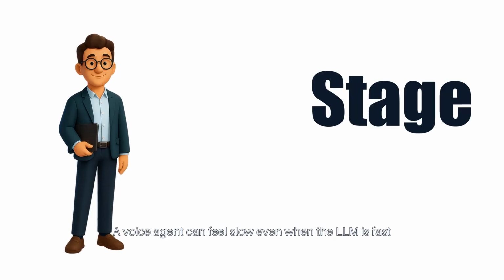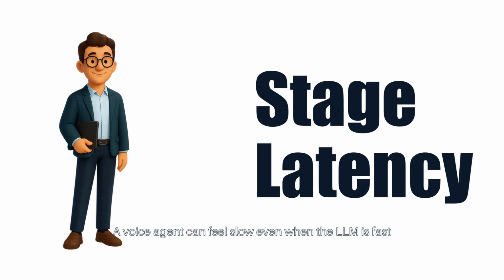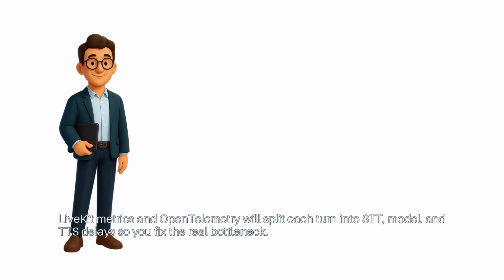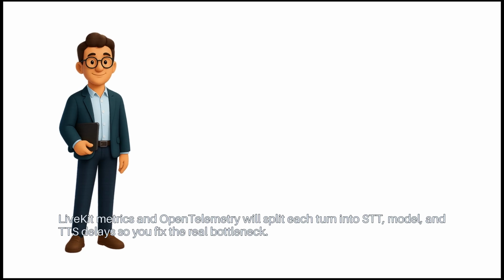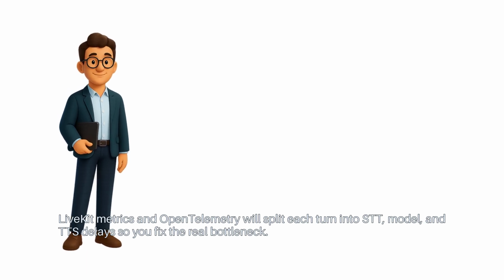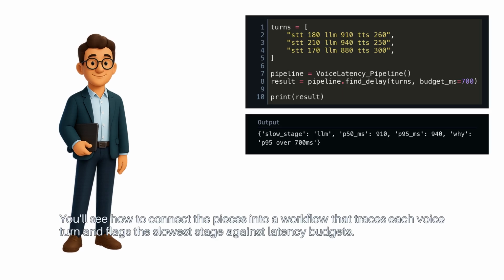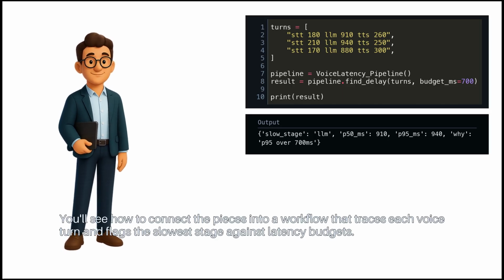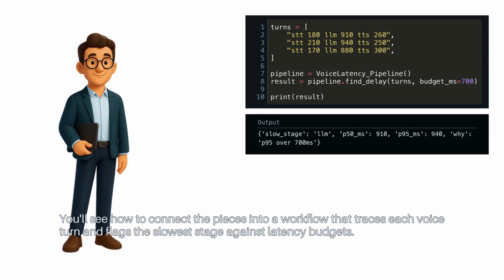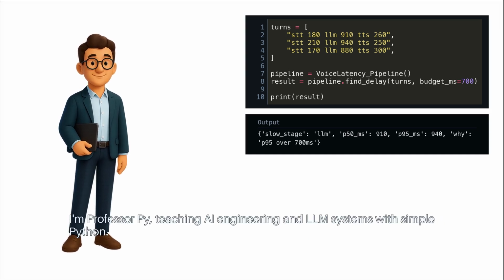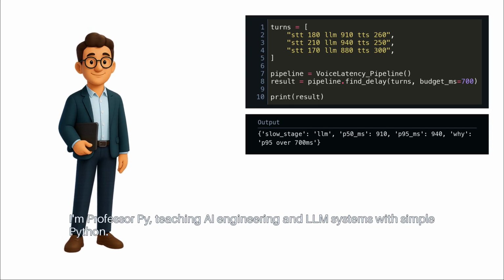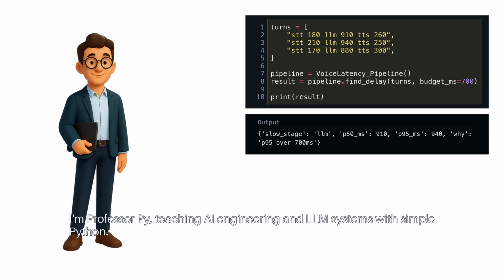A voice agent can feel slow, even when the LLM is fast. LiveKit metrics and OpenTelemetry will split each turn into STT, model, and TTS delays so you fix the real bottleneck. You'll see how to connect the pieces into a workflow that traces each voice turn and flags the slowest stage against latency budgets. I'm Professor Pi, teaching AI engineering and LLM systems with simple Python.